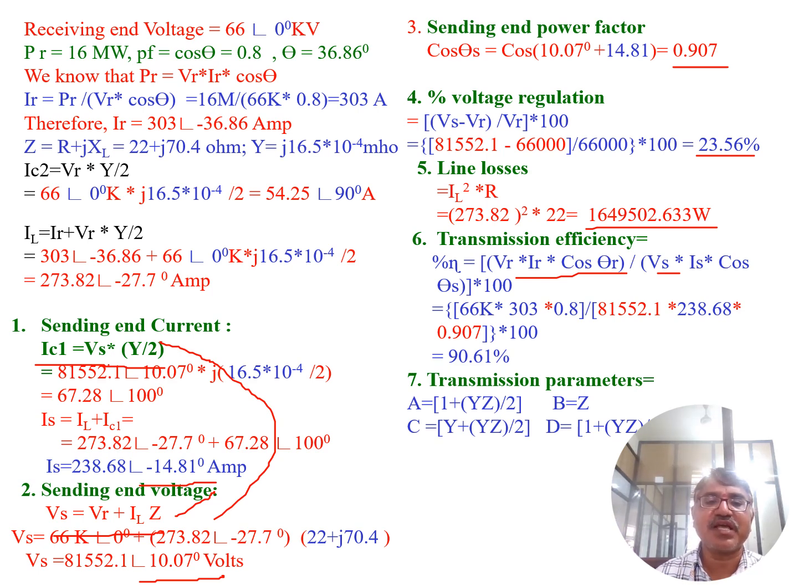Last one is the transmission line parameters. They are represented as A is equal to 1 plus YZ by 2, B is equal to Z, C is equal to Y into 1 plus YZ by 4, D is equal to 1 plus YZ by 2. Just substitute the Z and Y values, and you will get the ABCD parameters.